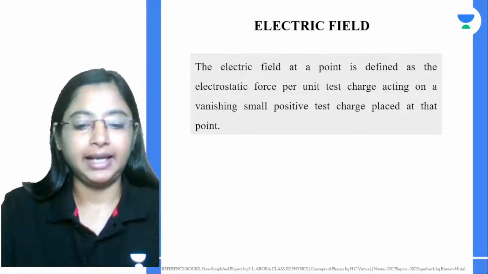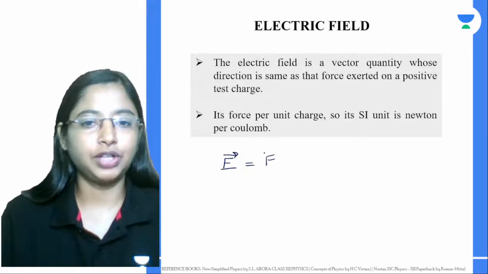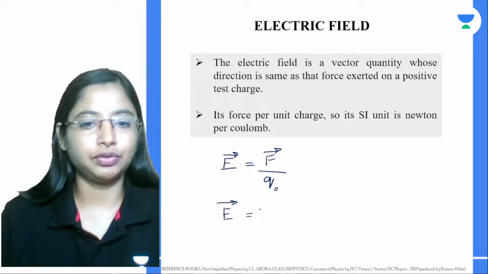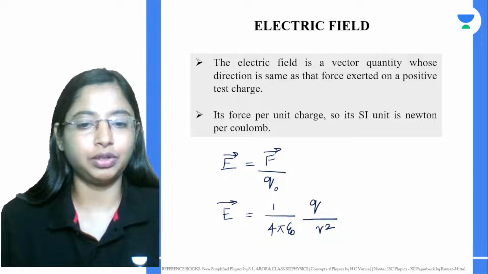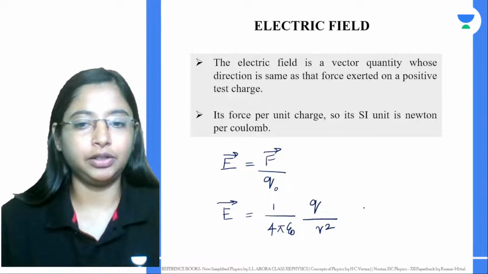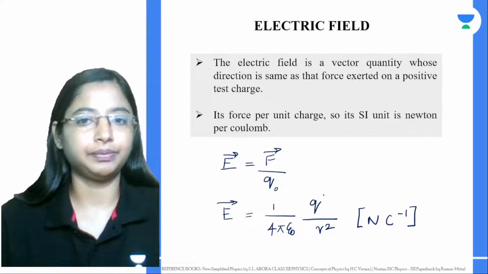Now, what is an electric field? The electric field equation is very simple. Electric field is nothing but force per unit charge. From here we can get the electric field of a source charge as 1/4 pi epsilon naught, Q divided by R square. This is the source charge, because in F divided by Q naught, Q naught gets cancelled. The unit is Newton per Coulomb, and this is also a vector quantity. So this is about your electric field.